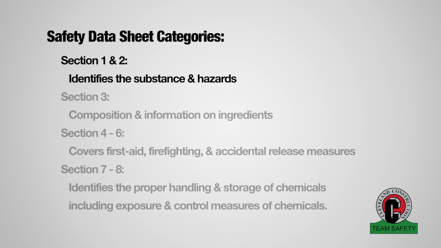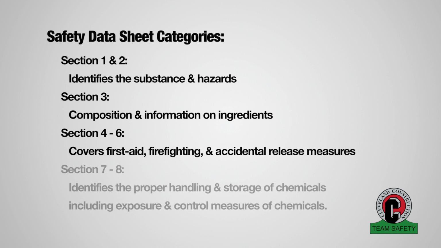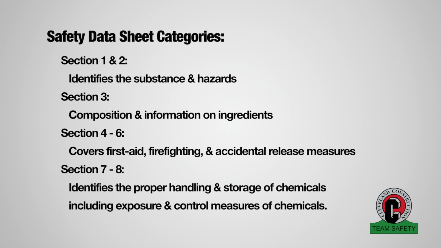Sections 1 and 2 will identify the substance and hazards associated with the product. Composition and information on ingredients is contained in Section 3. Sections 4 through 6 cover first aid, firefighting, and accidental release measures. Sections 7 and 8 identify the proper handling and storage of chemicals and include exposure and control measures of chemicals.